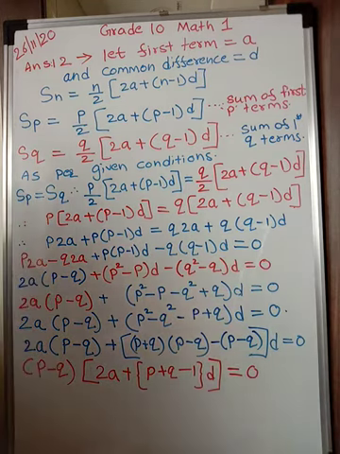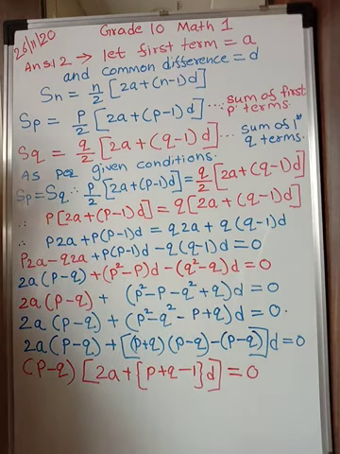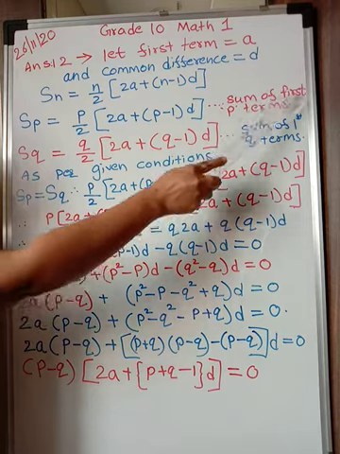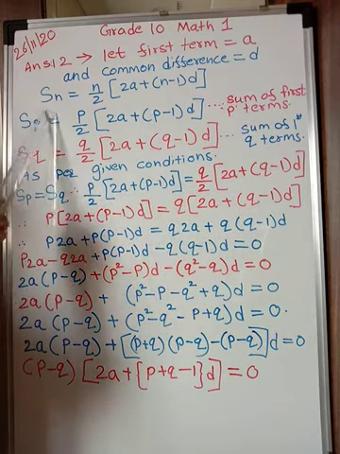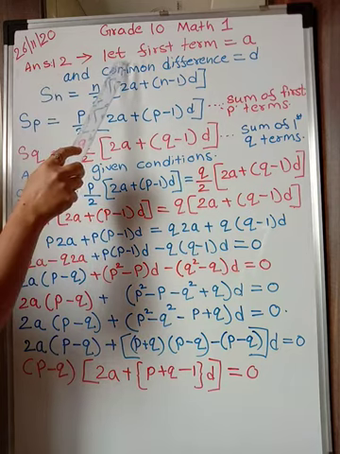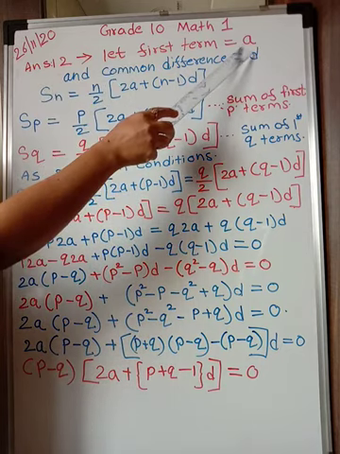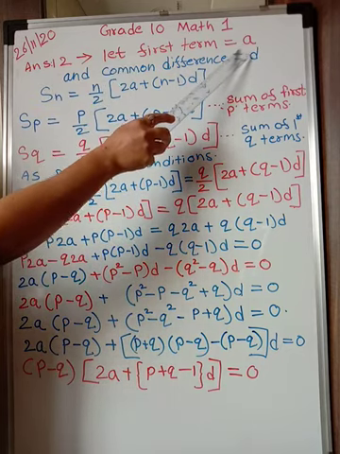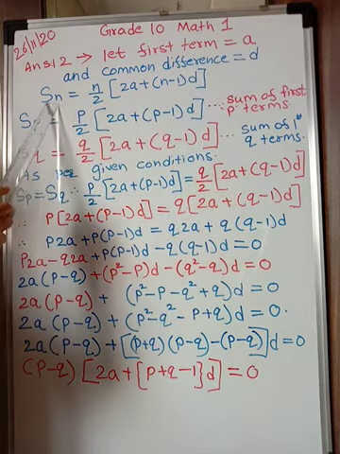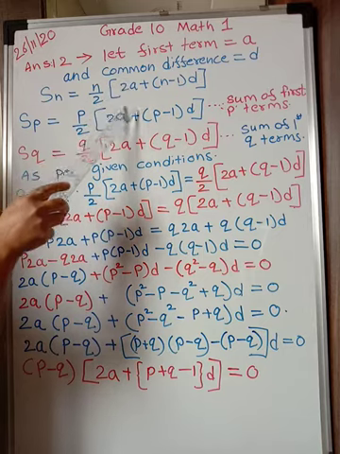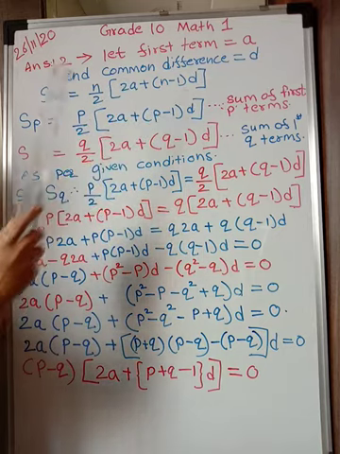They have given that the sum of first P terms. So the sum of first P terms is SP. We know this general formula. Before that, let us start. Let us assume that the first term is A, which is T1. We denote it as A and the common difference is D. What is our general formula? Sn is equal to n by 2 in bracket 2a plus n minus 1 into D.